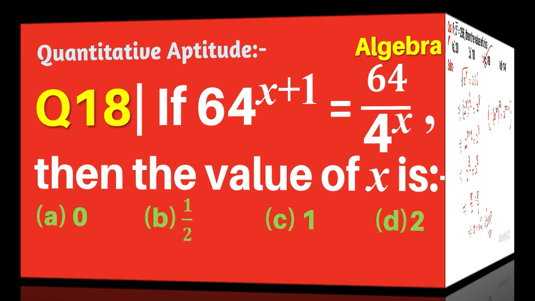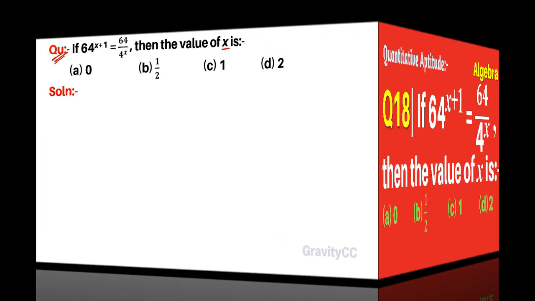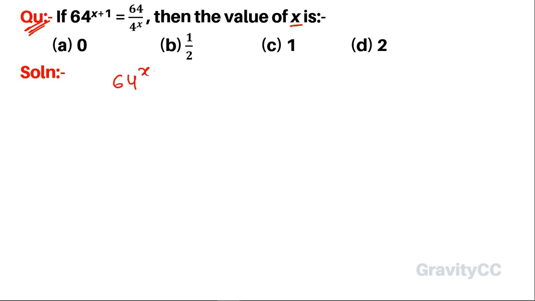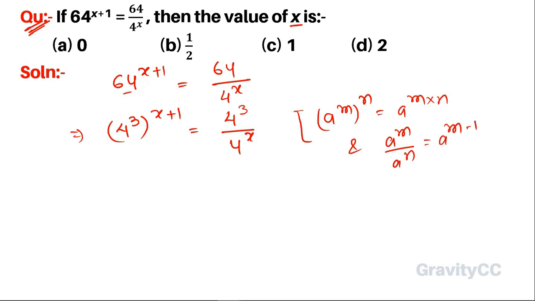If 64 to the power x + 1 equal to 64/4 to the power x, then the value of x is, so here given 64 to the power x + 1 is equal to 64/4 to the power x. 64 is the power of 4 to the power 3, is equal to 4 to the power cube upon 4 to the power x, and we know that a to the power m to the power n is equal to a to the power m into n, and a to the power m upon a to the power n is equal to a to the power m minus n.